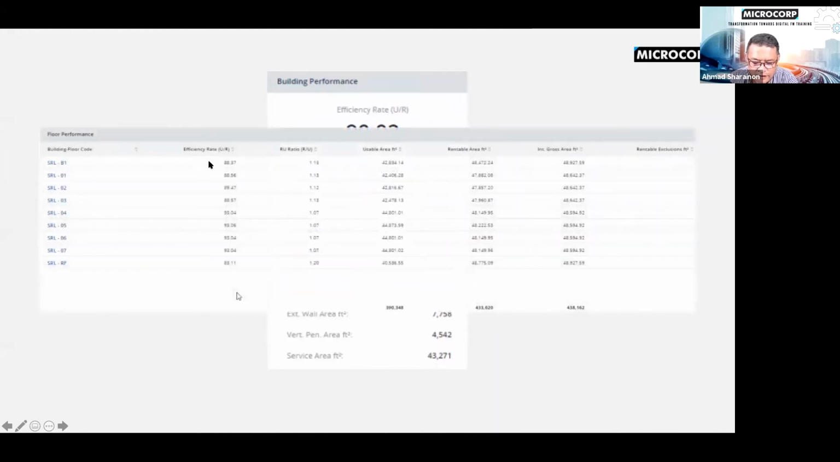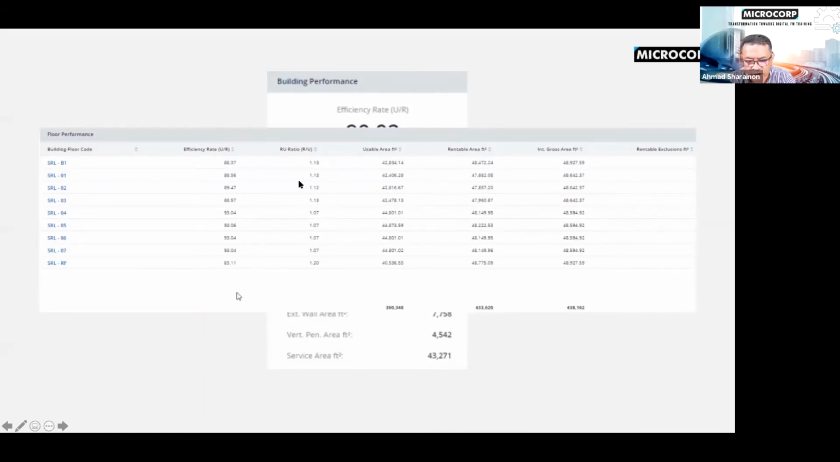Okay, this is like they calculate floor by floor, and from here we can also see the performance or efficiency rate for each floor. Which floor is most efficient, which is less efficient, and you can also see the RU ratio and the usable area. Pretty much the same, maybe different by 1 or 2%. Rentable area is also almost the same, 48,000 square feet, 47.